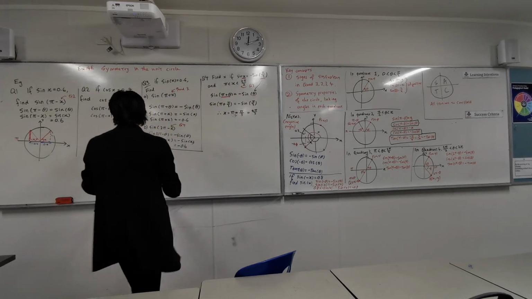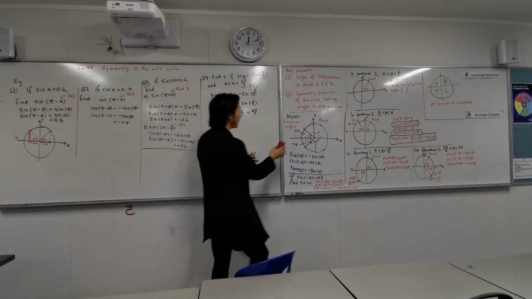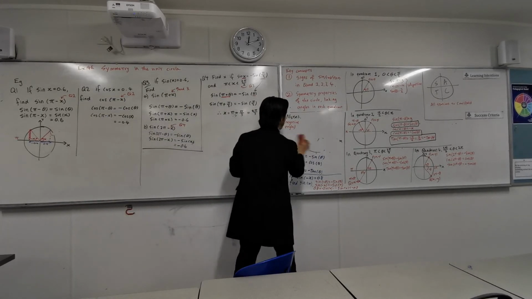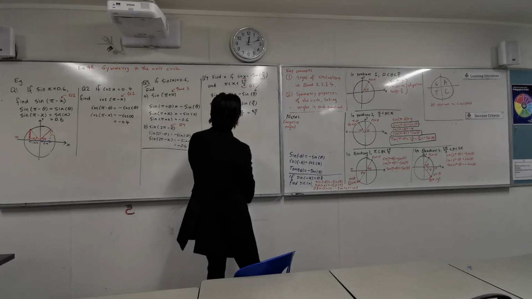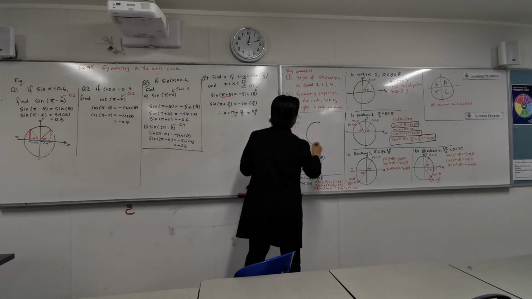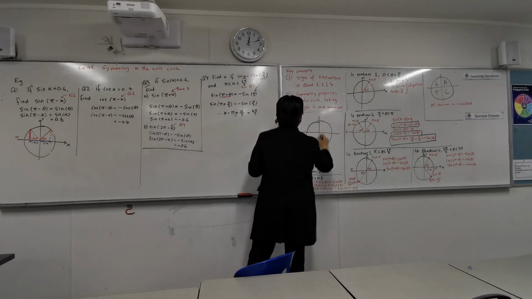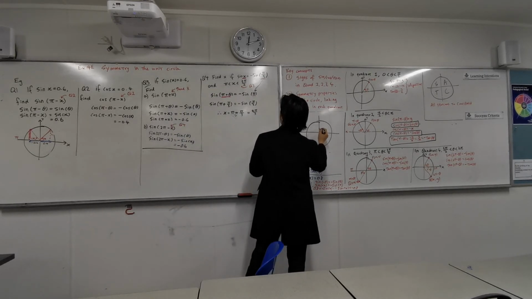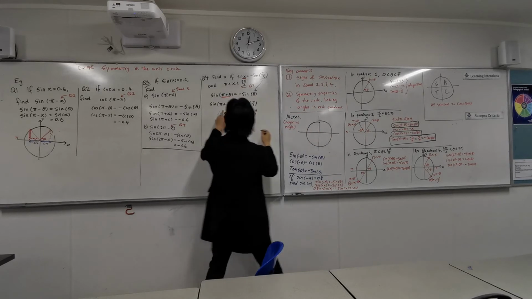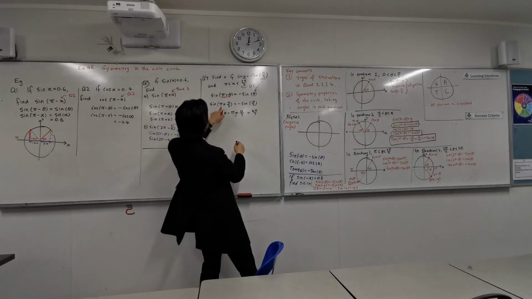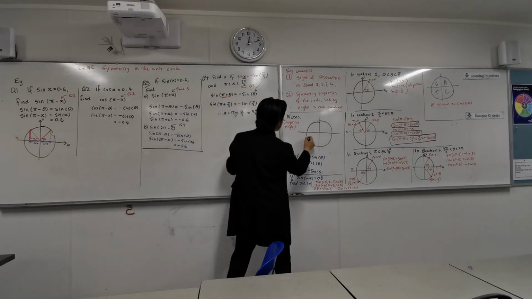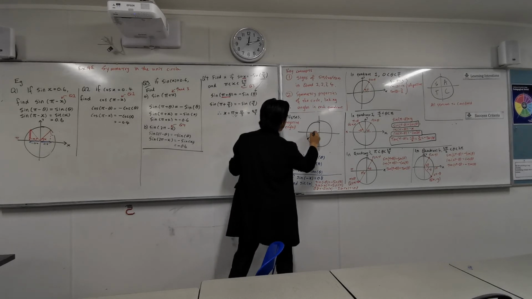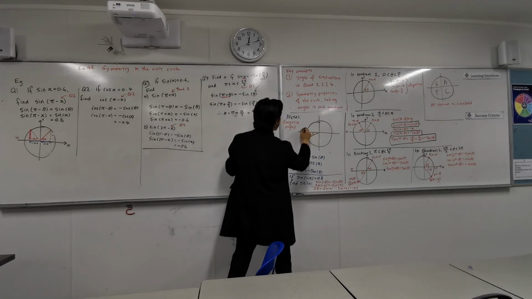Okay, so let's visualize what's going on. What this question's telling us is that if the angle is pi plus pi on 3, that means we're in quadrant 3. So we've gone pi on 3 more than pi.